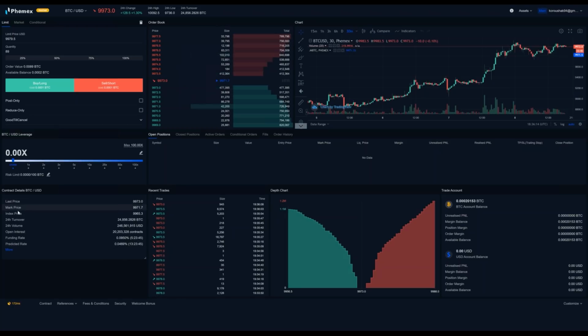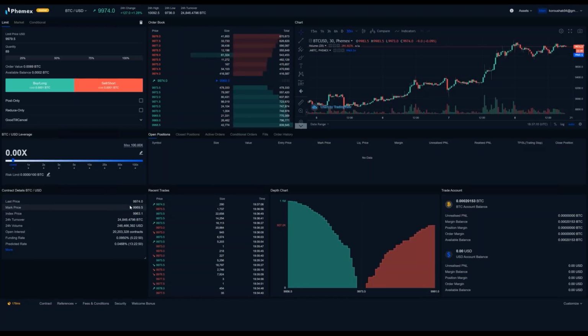So next we have these three prices over here. So the last price gives you the last price that was traded on the exchange. Then you have the index price. Now, how the index price works is the exchange takes a lot of the biggest, most popular exchanges like, say, Coinbase or Bitstamp, and it takes all the prices of these different exchanges, averages them out using their own formulas, and comes up with an index price to match the asset as closely as it can.